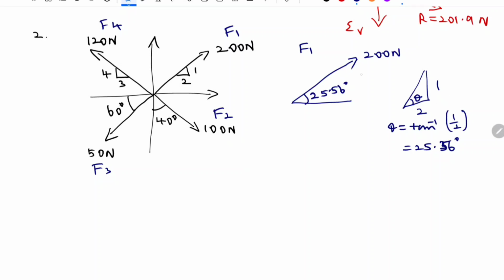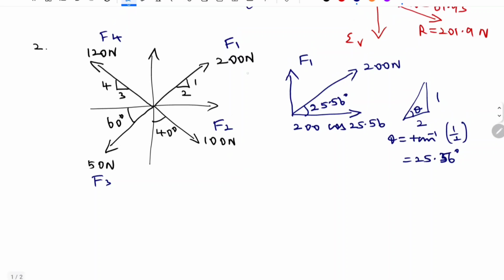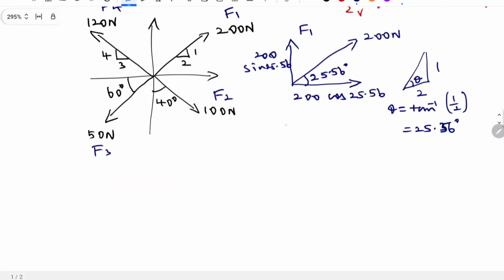Now let us resolve this. This 200 Newton is acting in the right side. So the horizontal component will be acting from left to right with a magnitude of 200 cos 25.56 because the angle is taken from the horizontal side. Now the vertical force will be acting in the upward direction with a magnitude of 200 sine 25.56.